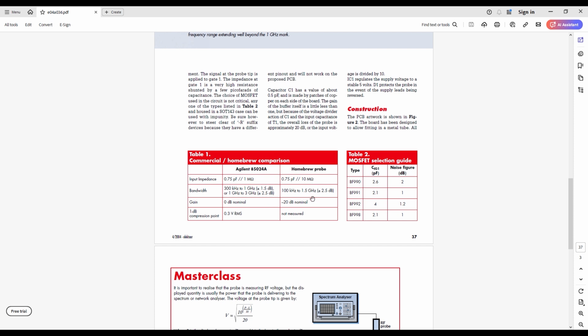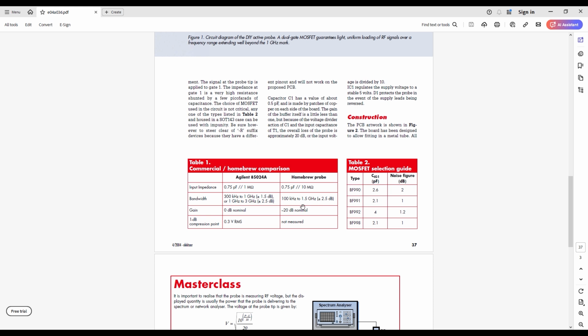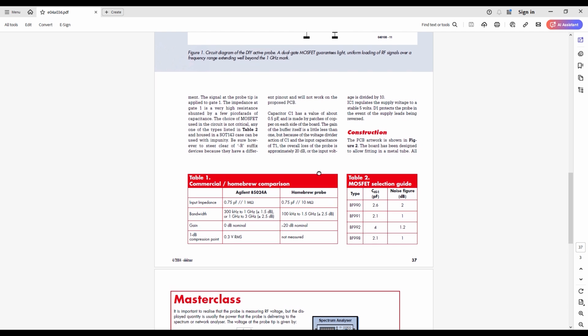Advantages include needing only a single-sided supply, and the design does have a built-in linear regulator. Claimed bandwidth is impressive, 1.5 gigahertz. Now that's much more than I need for my hobbyist work. And the output impedance is set to 50 ohms.